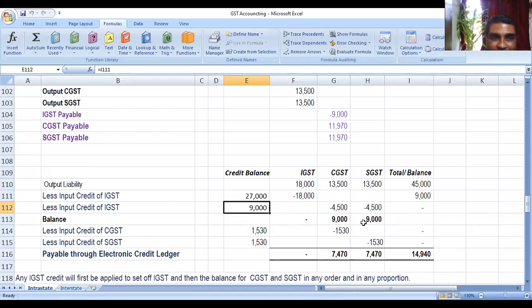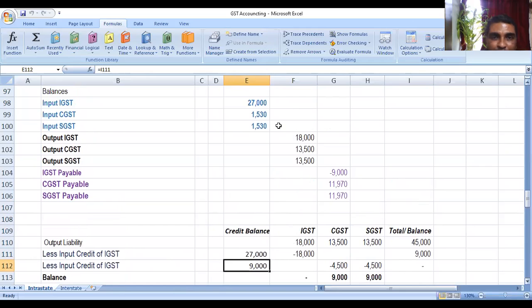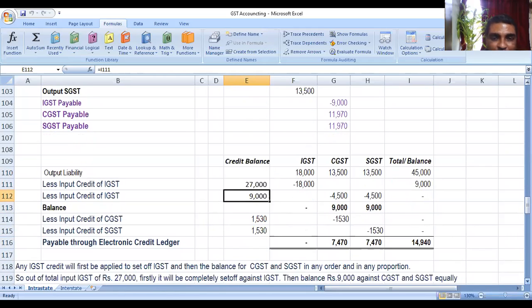And I have CGST credit. CGST credit I am already having. How much credit is there in CGST? You see, it is 1,530. So 1,530 is there for CGST, and I am using it for CGST. You know, CGST credit cannot be used for SGST. Similarly, SGST credit is 1,530, which I am using for settling SGST. So with that, CGST balance will be nil, SGST balance will be nil.